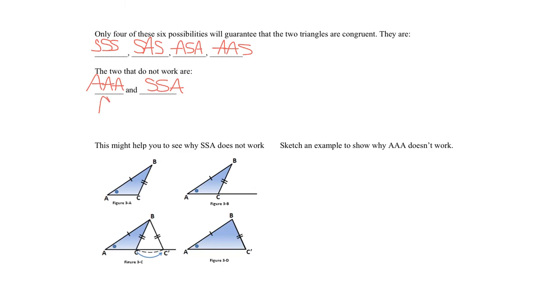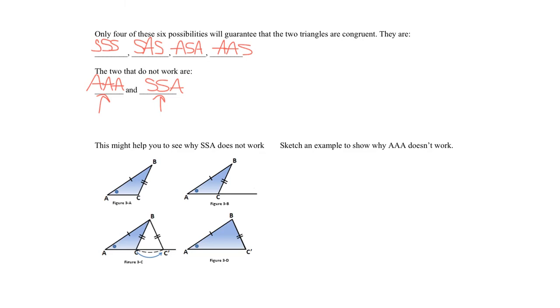So again, this one doesn't work because you can have 2 triangles with 3 of the same angle measurements, but they're different sizes. Like the side lengths are different. Like you could blow one up or shrink one down. And then this one, for right now, just know that it doesn't work because it spells the bad word. But I'm going to show you an example down here, just kind of talk about a little bit why.